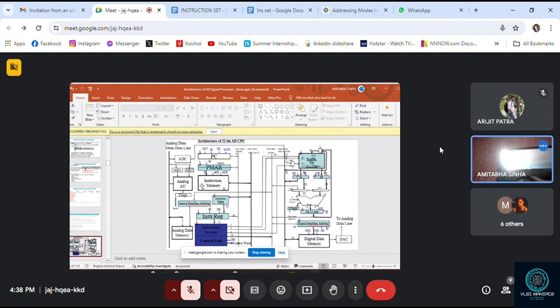Similarly, in the left hand side at the top, what block is there? ADC. What is that? Analog to digital converter. So we need to convert the analog into digital. Then we can store it into digital memory. Simple. So now we understand the justification of ADC and DAC in the architecture.